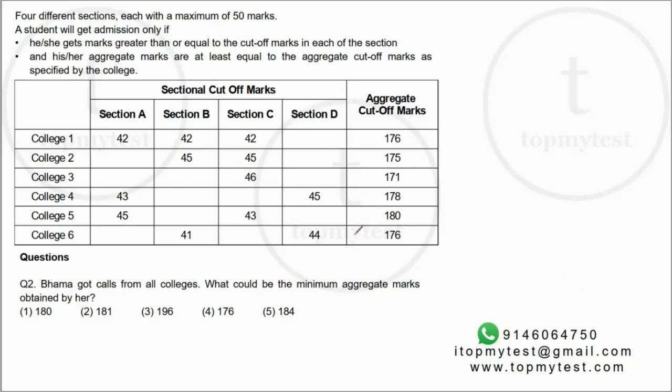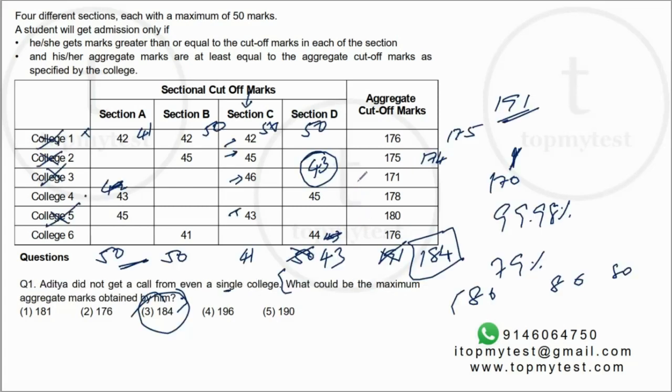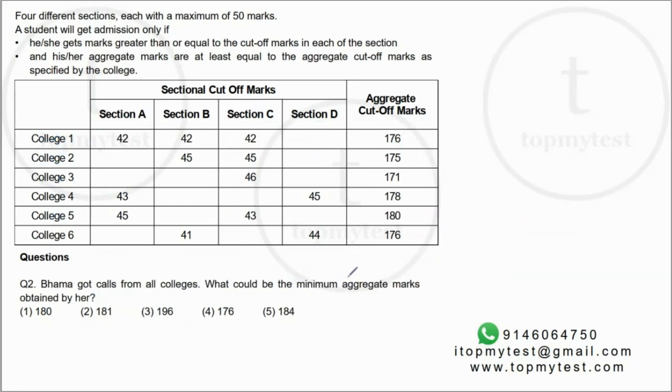Question number 2 is the flip side of this one. The previous question asked what could be the maximum so that you don't get a call from a single college. Here, it's the opposite. You need to score the minimum. Bhama got calls from all colleges. What could be the minimum aggregate obtained by her? So you need to score as little as possible and yet get a call from all the colleges.